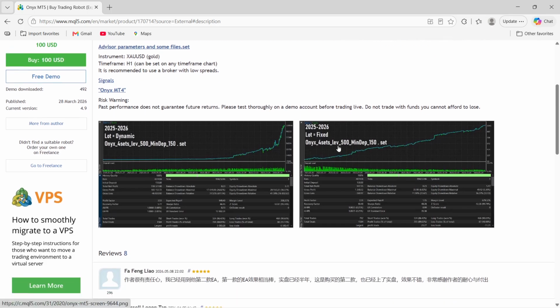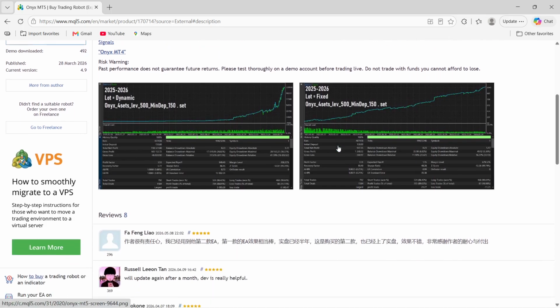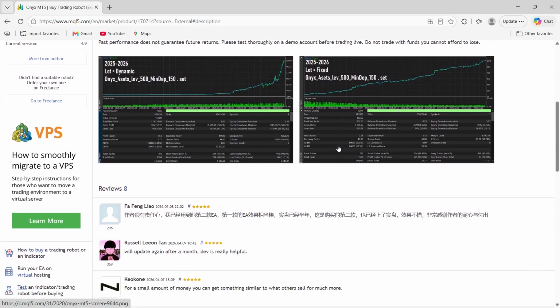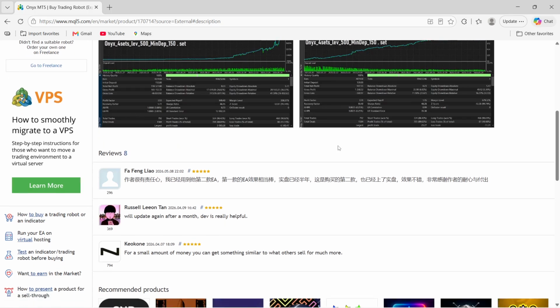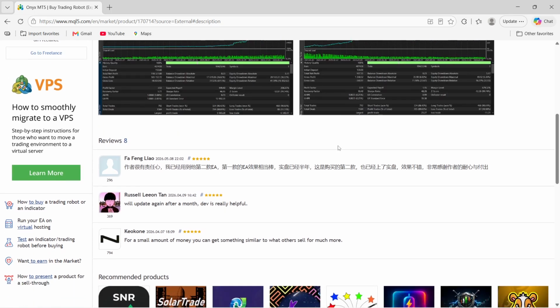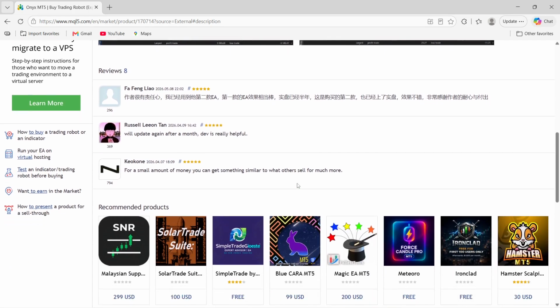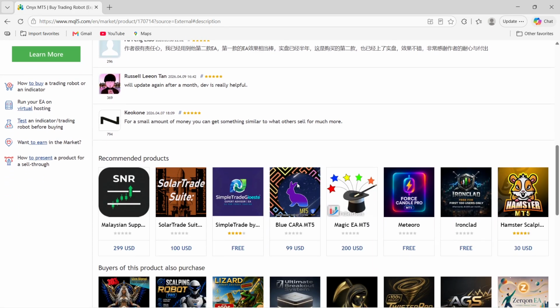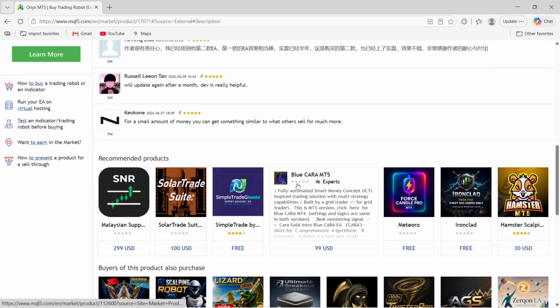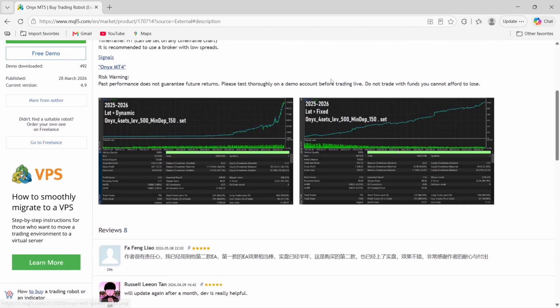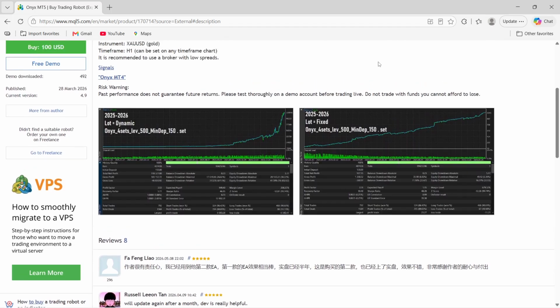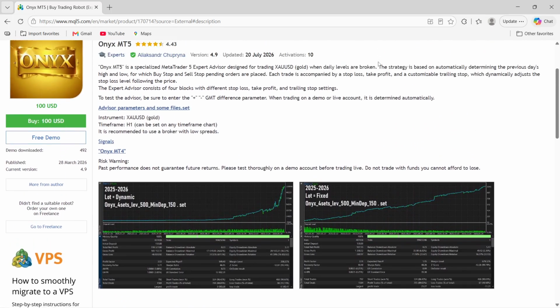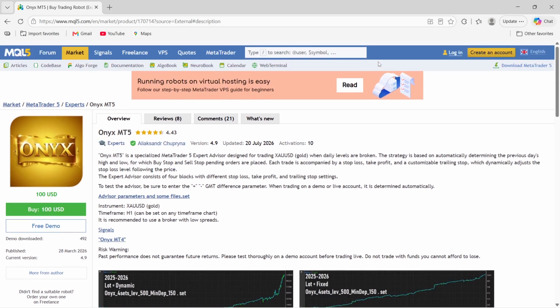So, who is this EA actually for and who should avoid it? It's great for traders who want a reliable premium system and are comfortable with proprietary logic. It's good for long term automated trading, but you should avoid it if you prefer fully transparent strategies or need to understand every signal. Overall, the Onyx EA is a strong contender in the premium category with good risk adjusted performance. It deserves consideration if it fits your style after demo testing.